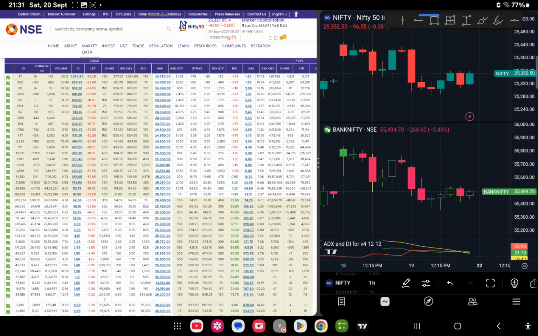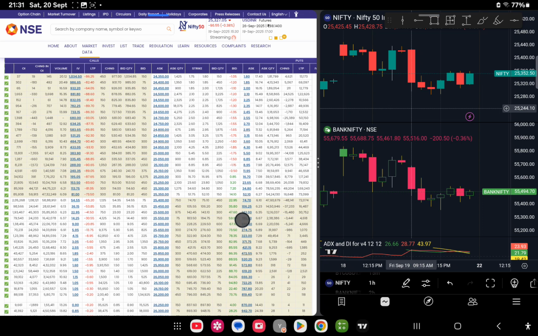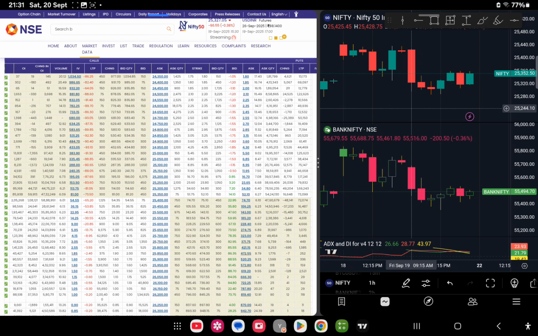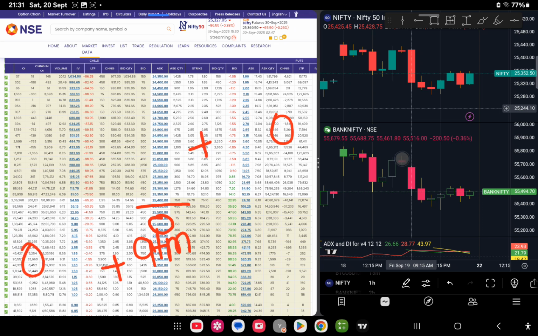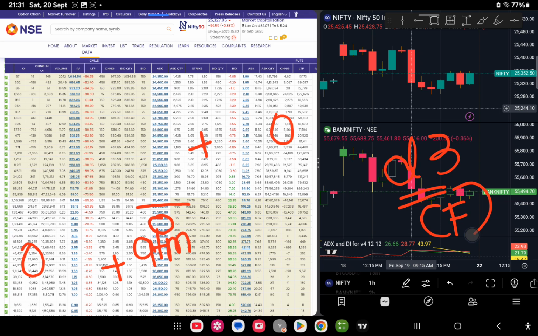Now let's go for the 19th. Open is 400, you could clearly see here. So this is the 400 strike, which is our open ATM. Here is the OTM for put and call, which is positive because this is day 3. Friday becomes our day 3.